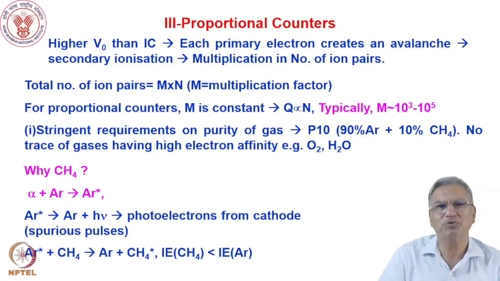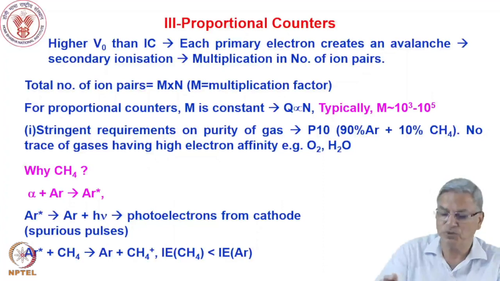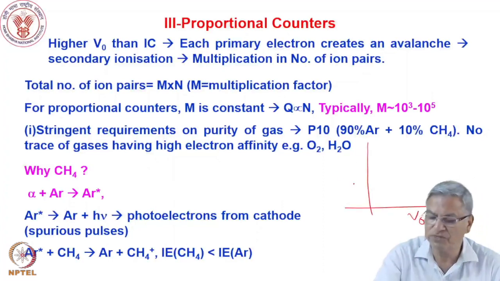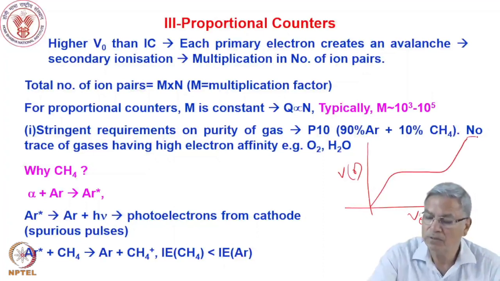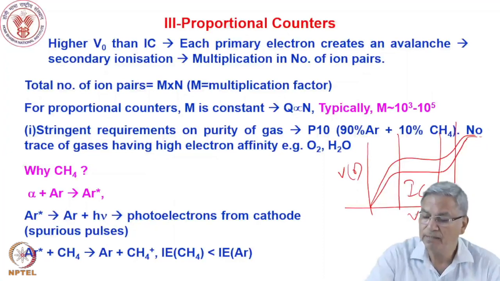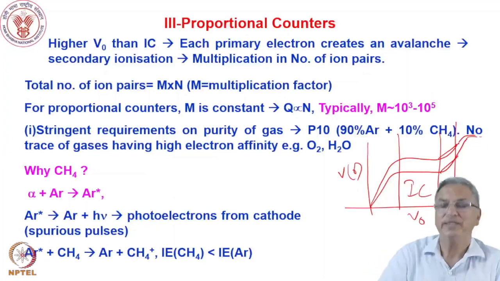But when it comes to routine counting in pulse mode, we don't use them. We use the other chambers, called proportional counters. So in proportional counters, if you recall the curve of pulse height versus the voltage, you have this ionization chamber region, IC, and then we have a proportional region where there is a secondary multiplication.